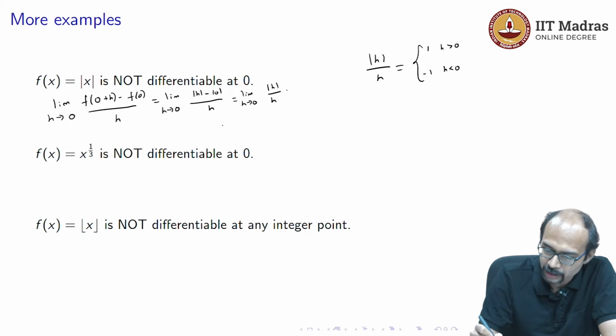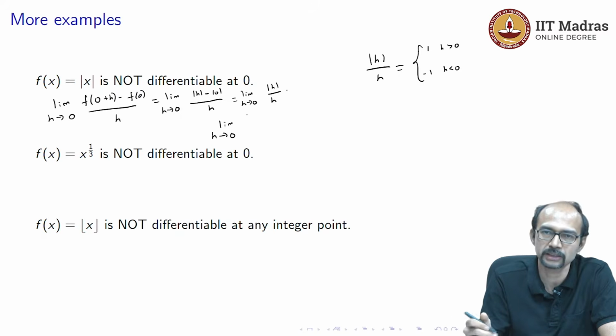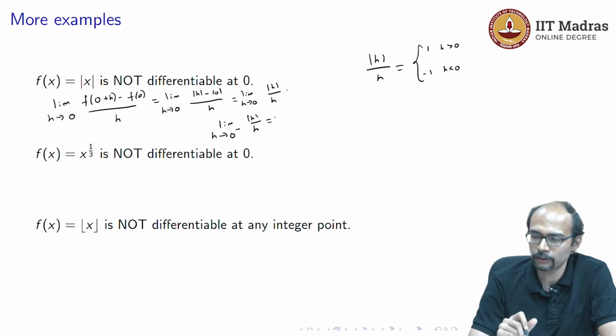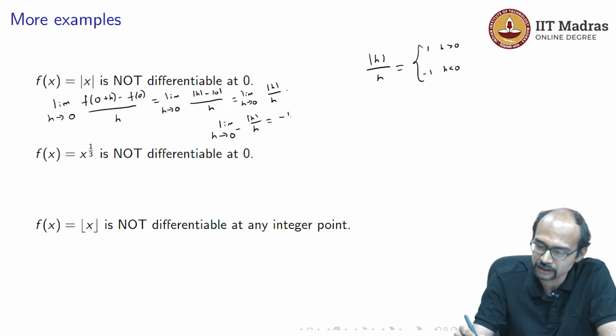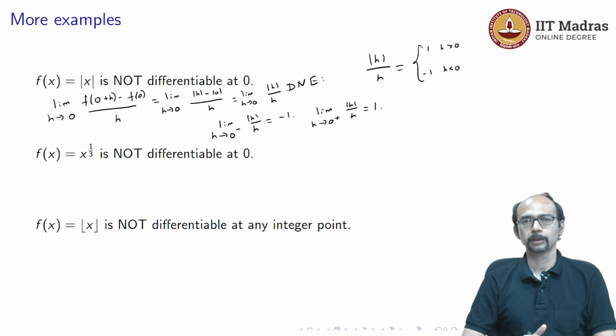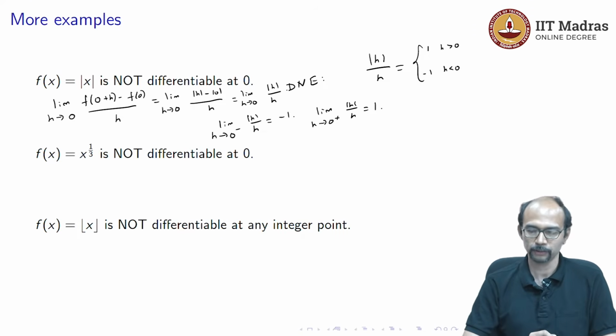So, now we have to compute this limit as the left hand and right hand limit. First of all, we have to ask what happens to this function from the left. From the left you can see this is minus 1, from the right you can see this is plus 1, and hence this limit does not exist. And once this limit does not exist, that means the function is not differentiable at 0.